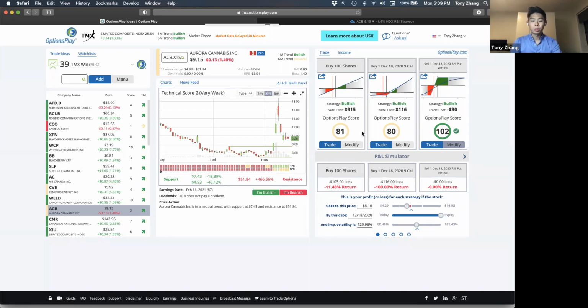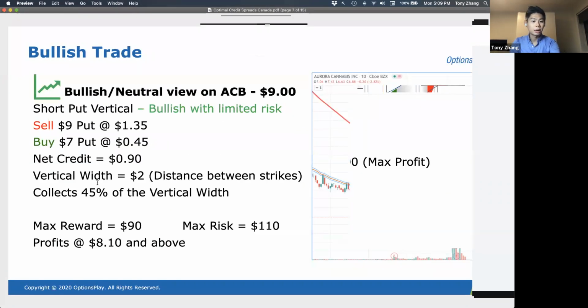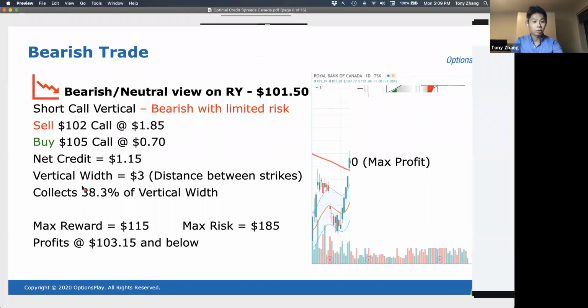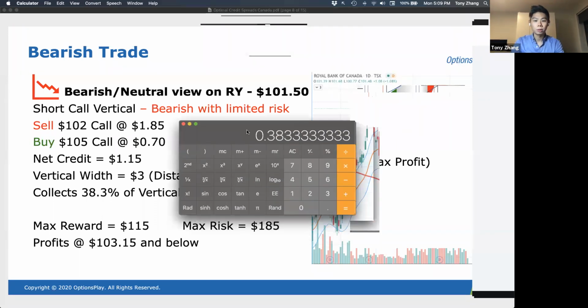How do you calculate the 38.3%? Okay, so the question was, how did I calculate the 38.3% of the vertical width? And the answer is $1.15 divided by 3. So $1.15 is what I'm collecting. $3 is the width, which is the distance between these two strikes. So if you take $1.15 divided by $3, you get 38.3%. That's how I calculated that number.